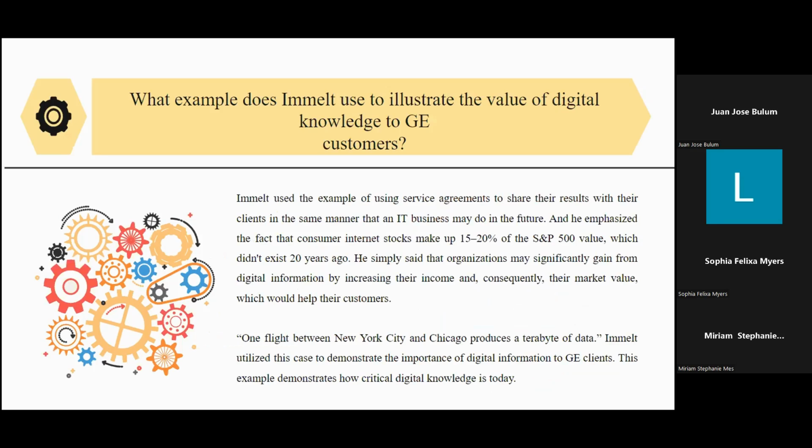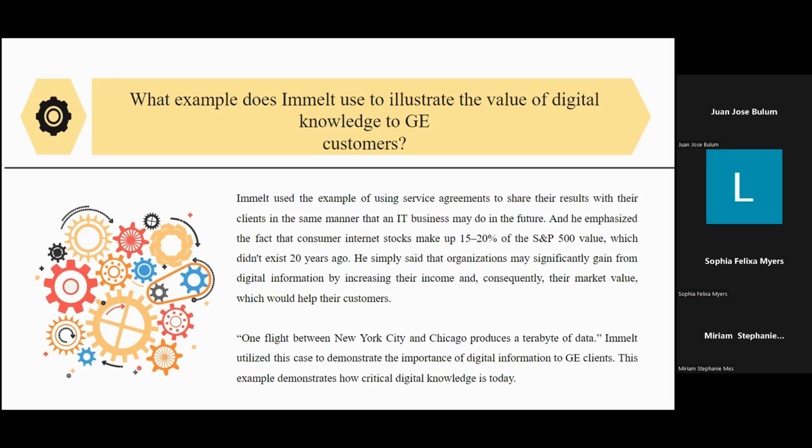So what example does Immelt use to illustrate the value of digital knowledge to GE customers? Immelt used the example of using service agreements to share their results with their clients in the same manner that an IT business may do in the future. He emphasized the fact that consumer internet stocks make up 15 to 20% of S&P 500 value, which didn't exist 20 years ago. So he simply said that organizations may significantly gain from digital information by increasing their income and consequently their market value, which will help their customers.